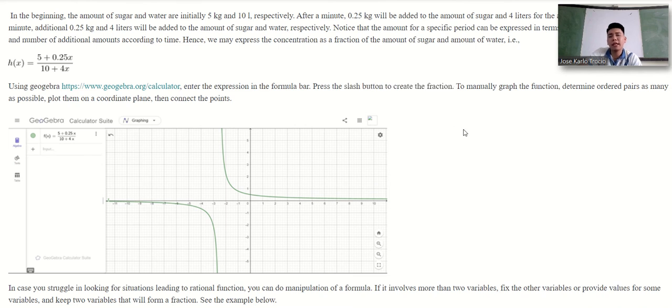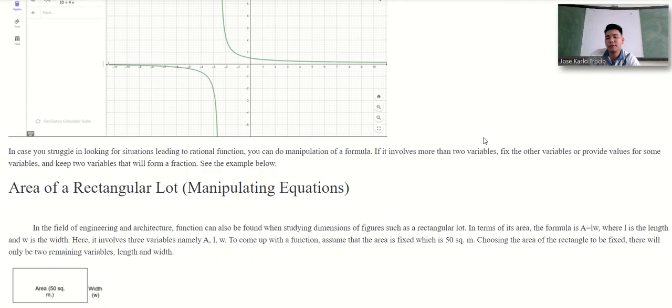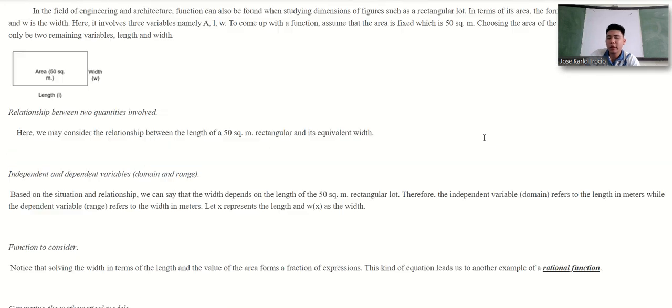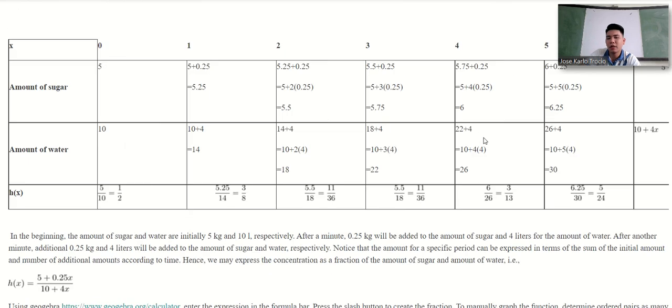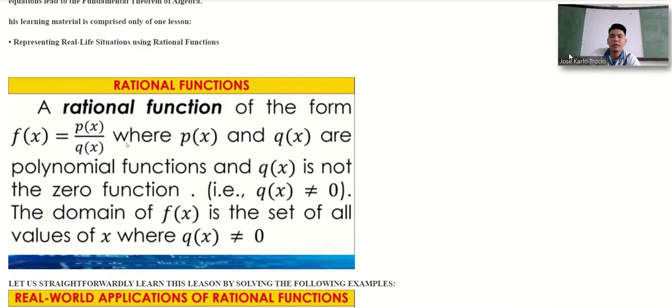During our next class, I will teach you more on how to use this, maybe during the synchronous discussion. That is how you graph. More on graphing and more examples are given here. Only one example for the rational function.